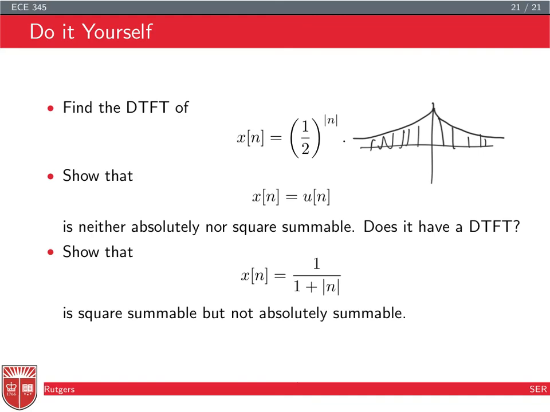And now the third question is about a signal which is x of n equal to 1 divided by 1 plus the absolute value of n. Show that it's square summable, but it's not absolutely summable. And this brings me to the end of this lecture.